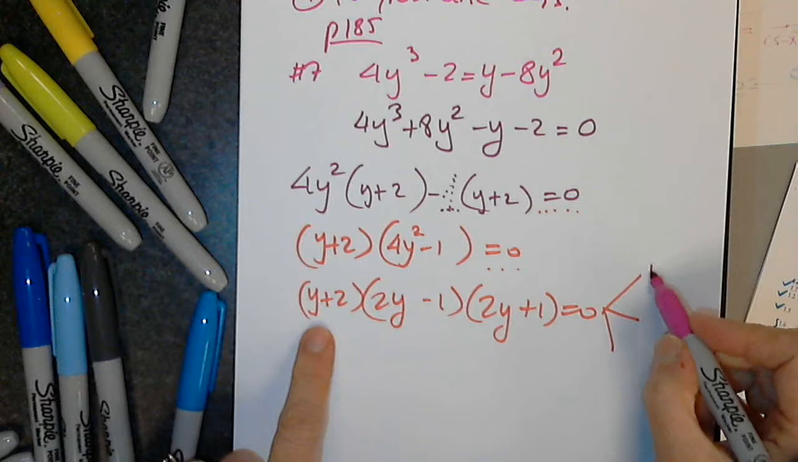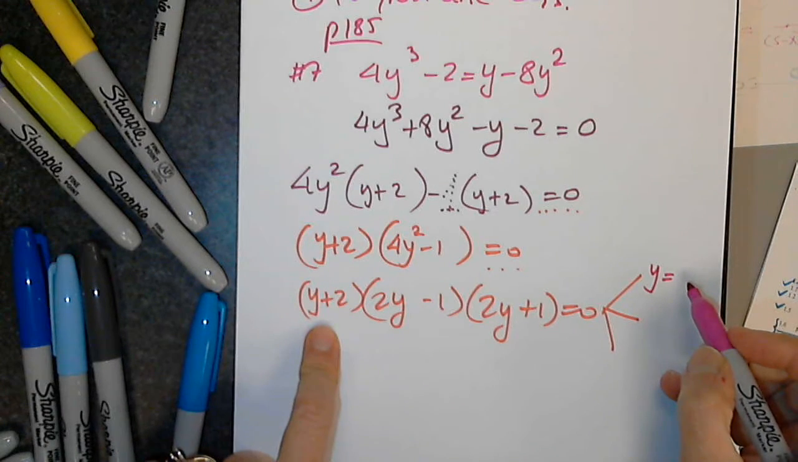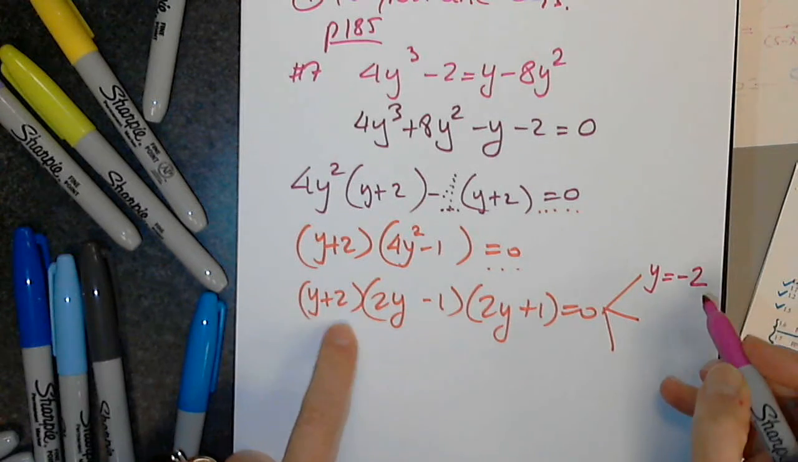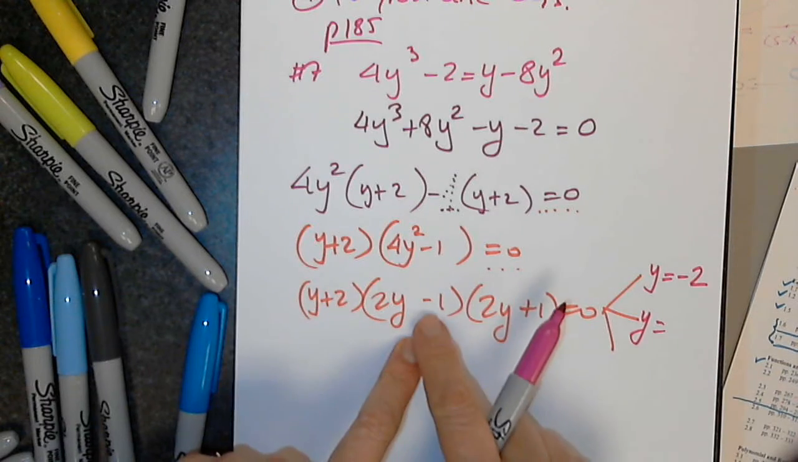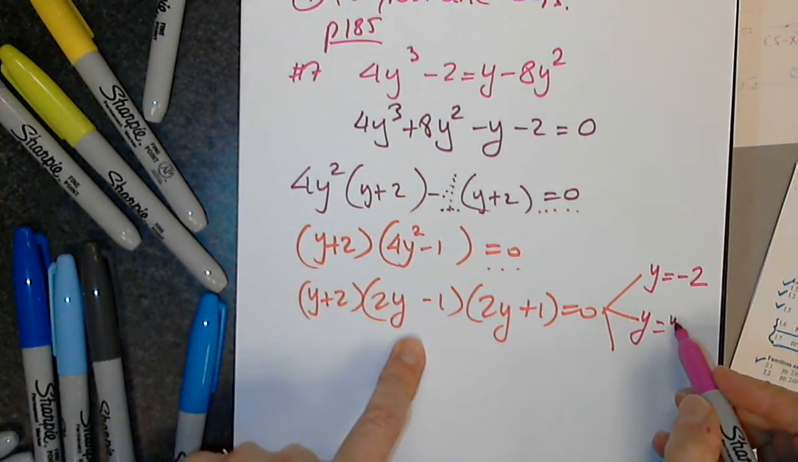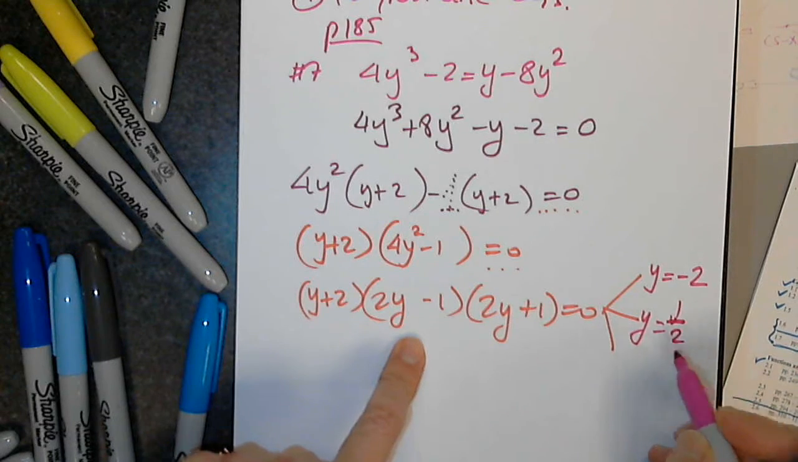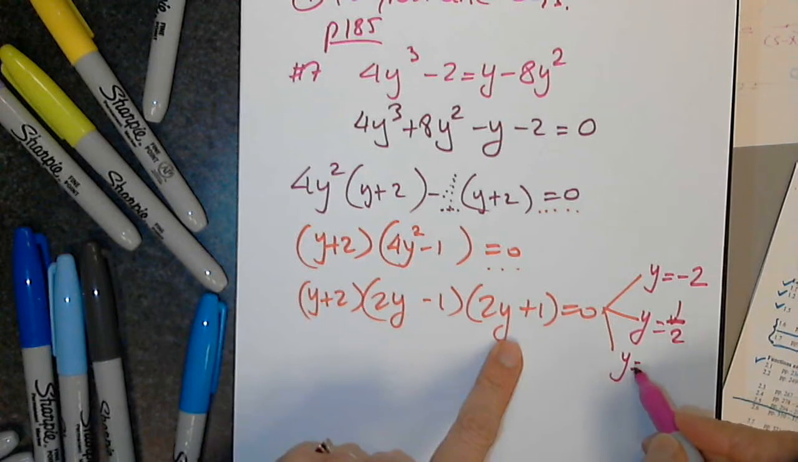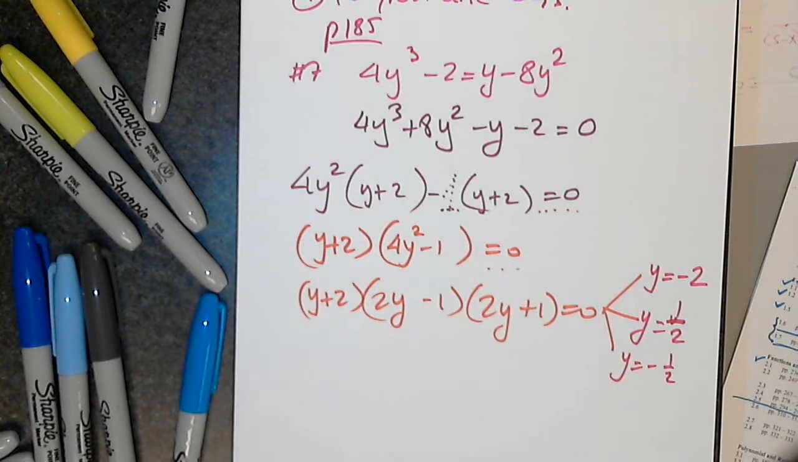From the first one, I have y equals. From the second one, I have, remember, you move -1 to the other side and you divide by 2. 1/2, and the second one is -1/2. Very good. The third one. Good. This is how we solve polynomial equations.